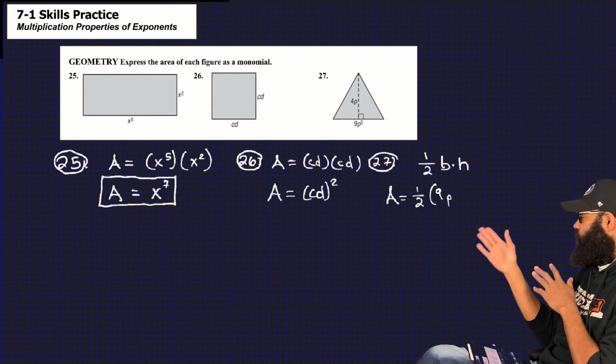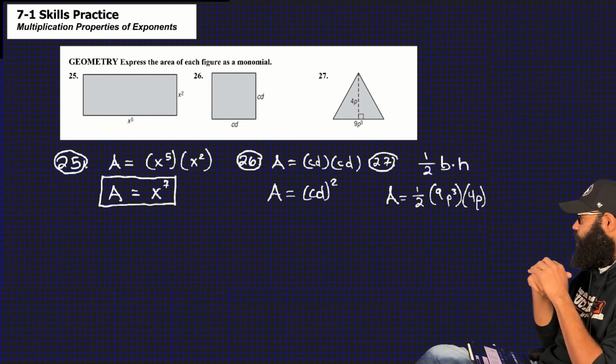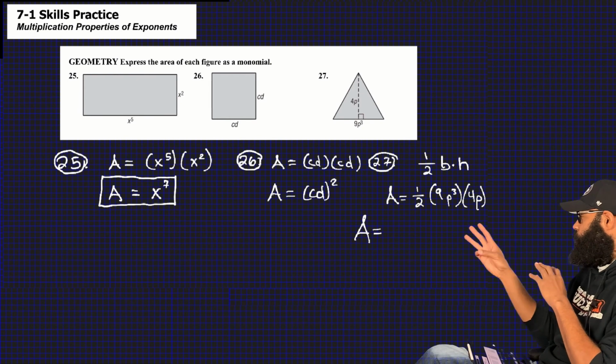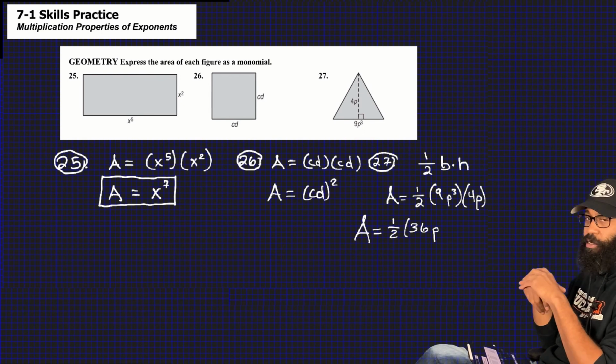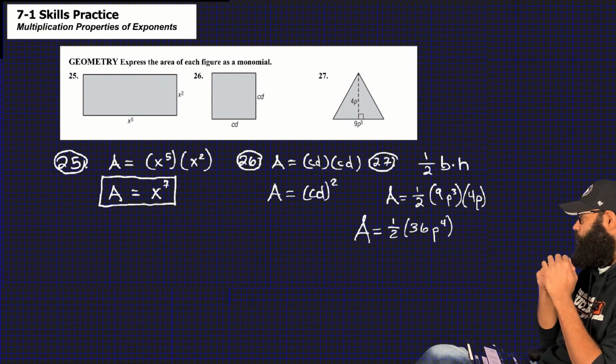So, same thing, just adding a fraction in front. So we got to divide everything by half. That's 9 times 4. It's going to give me 36. 3 p's plus 1 more p gives me 4p. And of course, half of that is just half of 36. So 18 p to the 4th.